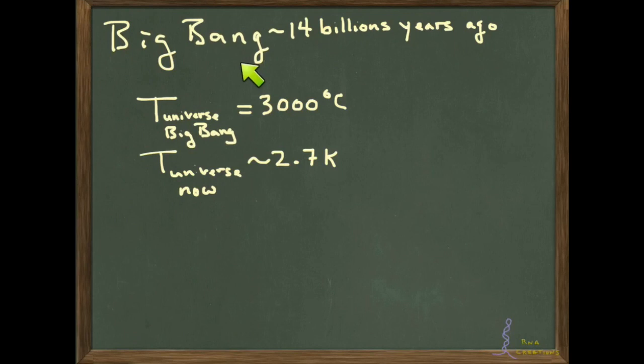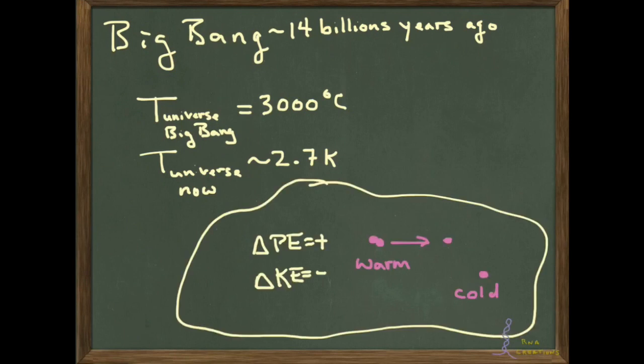Lastly, I'd like to illustrate how these principles apply to the Big Bang, which won the Nobel Prize for explaining the origin of the universe, and that began about 14 billion years ago. The temperature of the universe during the Big Bang is thought to be about 3,000 degrees Celsius, extremely hot, and the temperature of the universe now is only 2.7 Kelvin, actually quite cold, approaching absolute zero.